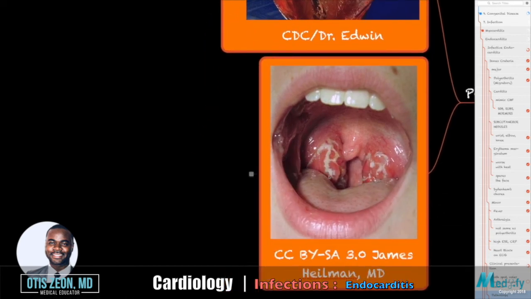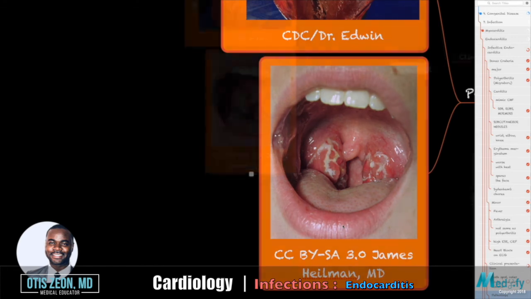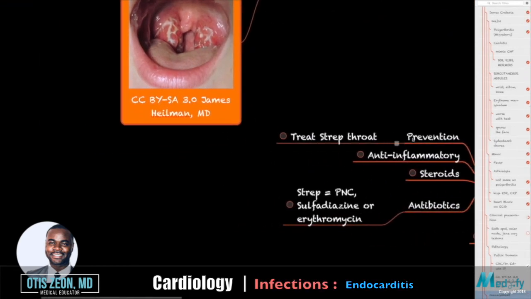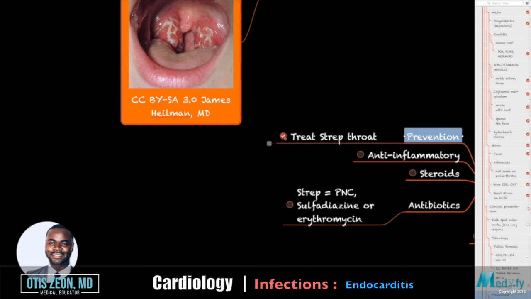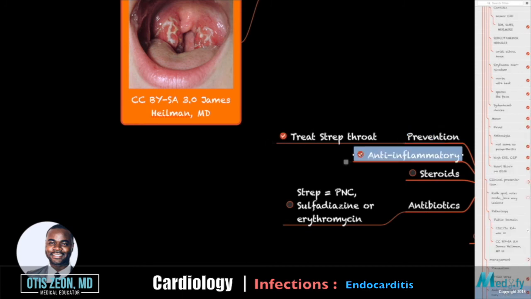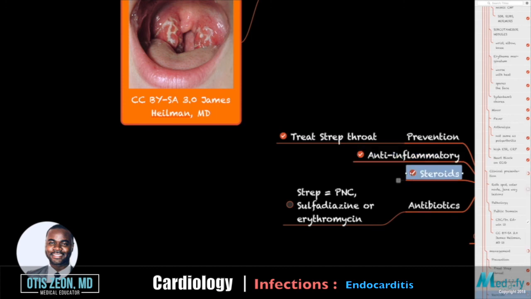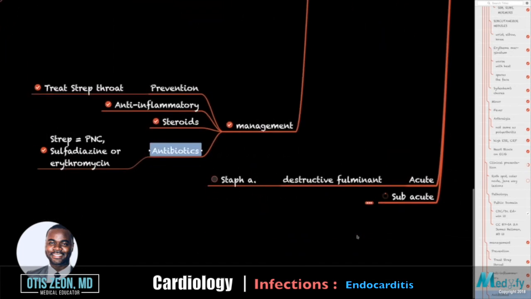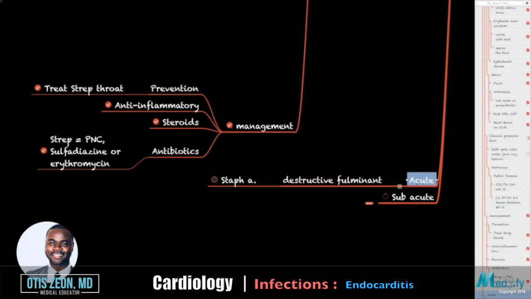In this next one, you see in the person's mouth that the person likely has strep throat. Again, this looks like a very young person, probably 16 or 18 years of age. In terms of management, you have prevention methods, where you want to prevent strep throat from progressing any further. You can give anti-inflammatories like aspirin and such. You can give steroids in cases where the inflammation is severe, and then you can give antibiotics. If you're dealing with things like strep throat, you can give things like penicillin, sulfadiazine, and or erythromycin.